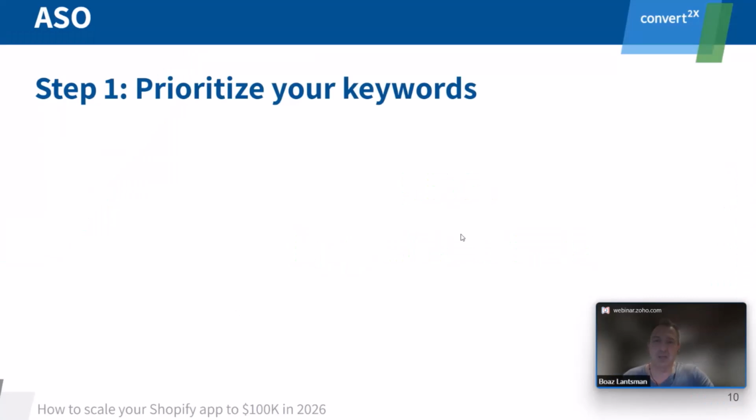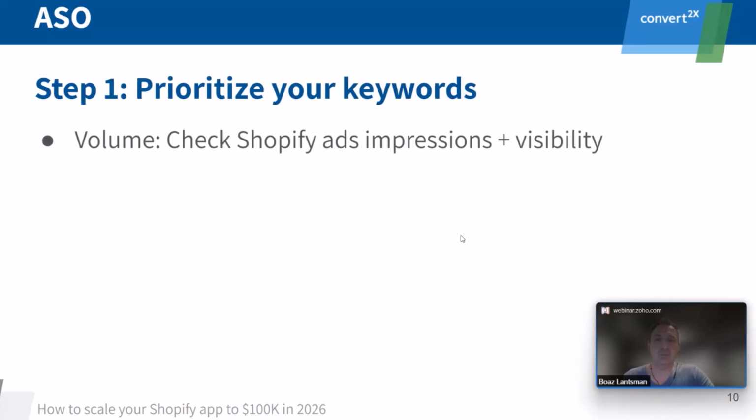So step one is to prioritize your keywords. What you need to know, one of the two most important parts is volume. And for volume, at the moment, the best thing to do is kind of a hack, is to look at Shopify ads and go into one of your campaigns which has a lot of data. So maybe it looks back at a year or maybe more, but a lot of data.